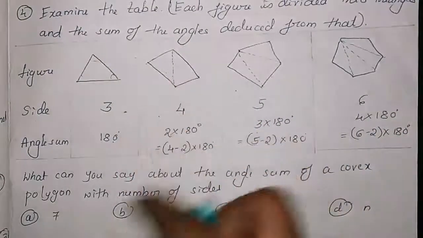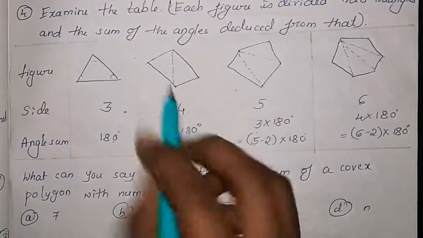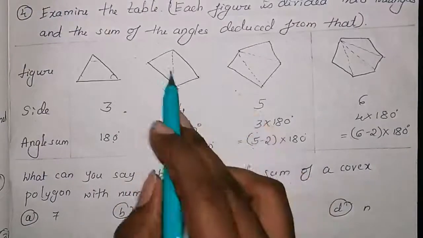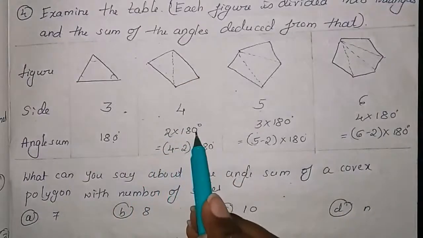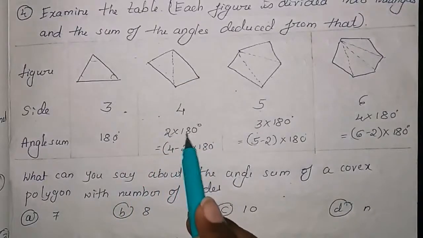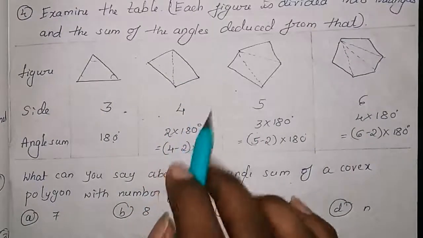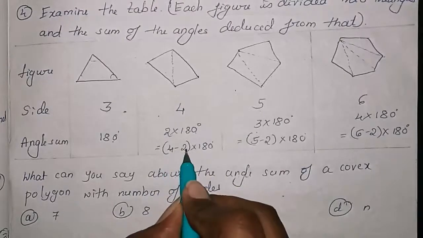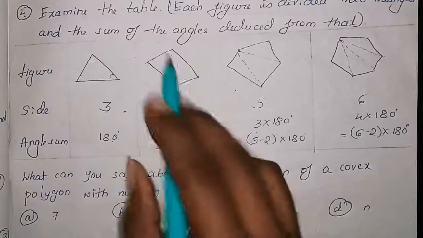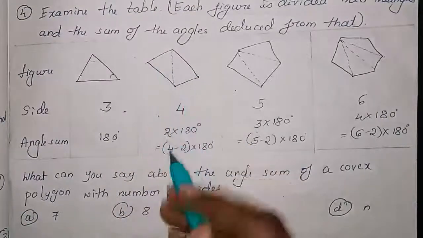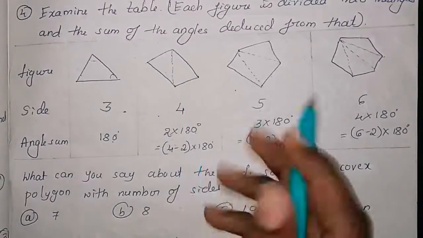360, and you can check how they have solved it, as they have given in the table 2 into 180. Why have they given 2? Because there are 2 triangles. This quadrilateral has been divided into 2 triangles. So that's why 2 into 180 degrees. The sum of the angles in a triangle is 180 degrees, and as there are 2 triangles, so 2 into 180 degrees. Or it can be written as (4 minus 2) into 180. Why is it 4? The 4 relates to the sides. How many sides do we have in this? 1, 2, 3, 4. So 4 minus 2, into 180 degrees.